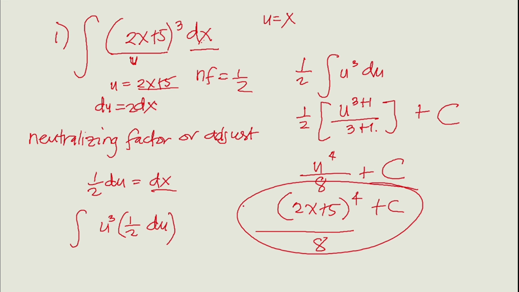Again, we cannot use I4 immediately if u is not equal to x. So let's proceed with number 2. In number 2, we have the integral of x times (x squared plus 1) squared dx.